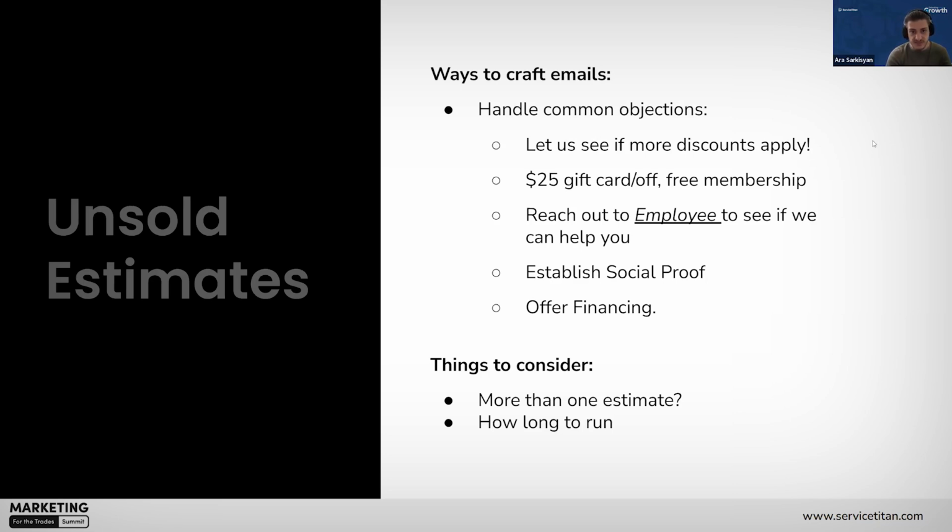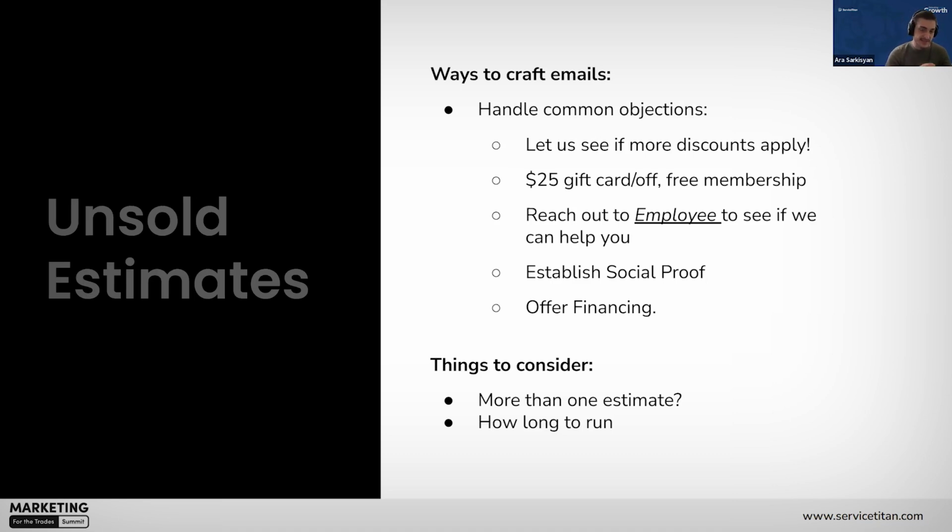One, include a snippet within the email text prompting them to call in, write something like, let us see if more discounts apply, maybe have them reach out to a specific employee or guide them to a specific phone number or department in case they need any help. A $25 gift card or free membership offers work really well as an added benefit, especially if you can relay the value of that added membership. Say, for example, there's a $300 or $400 difference between bids. You could probably establish $2,000 or $3,000 worth of value within that membership as a way to counter that.